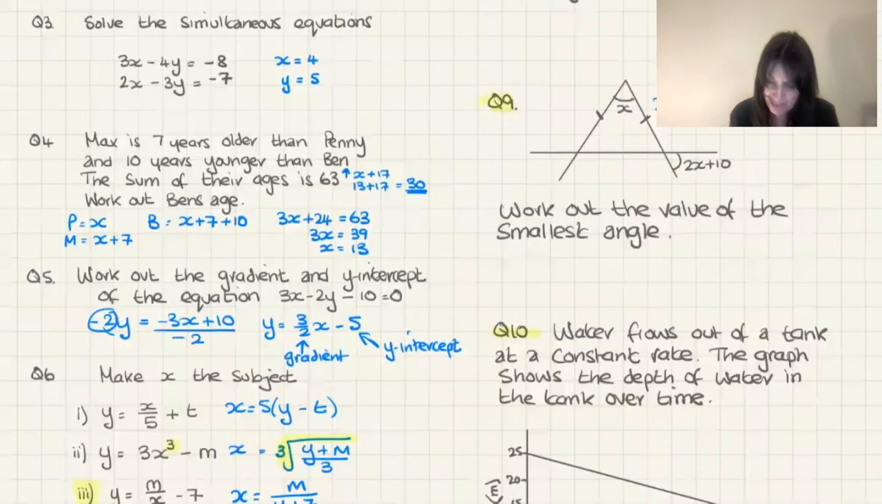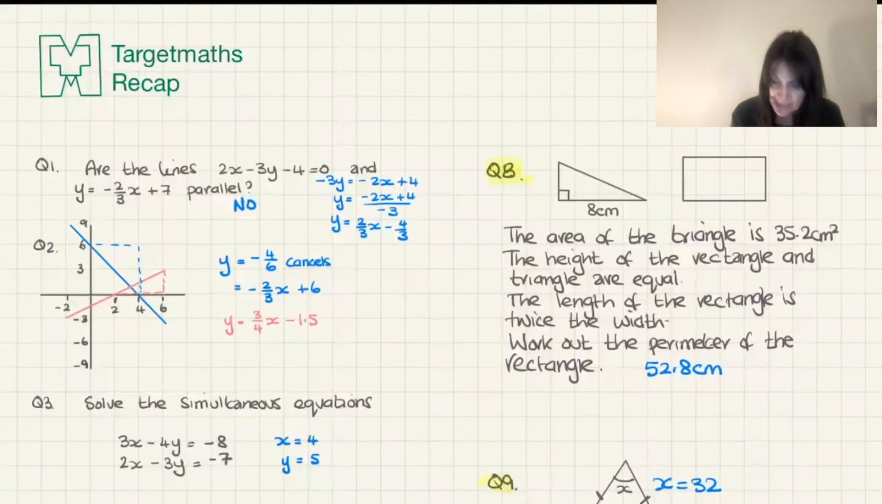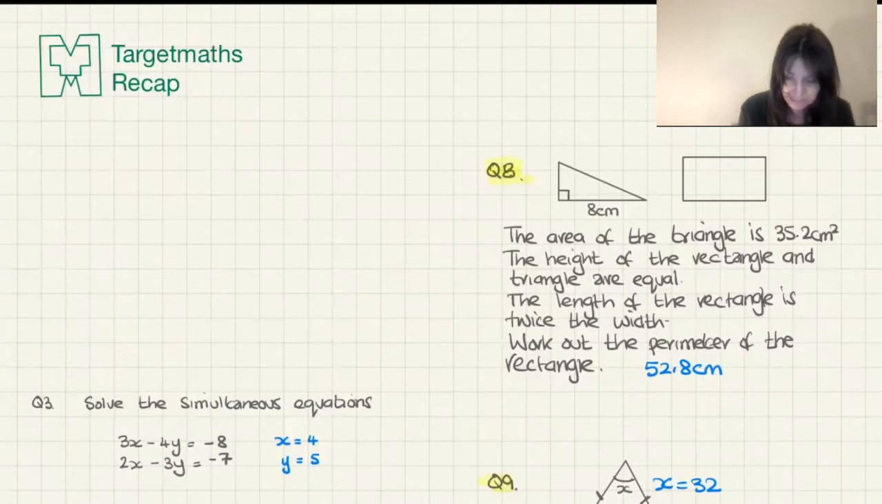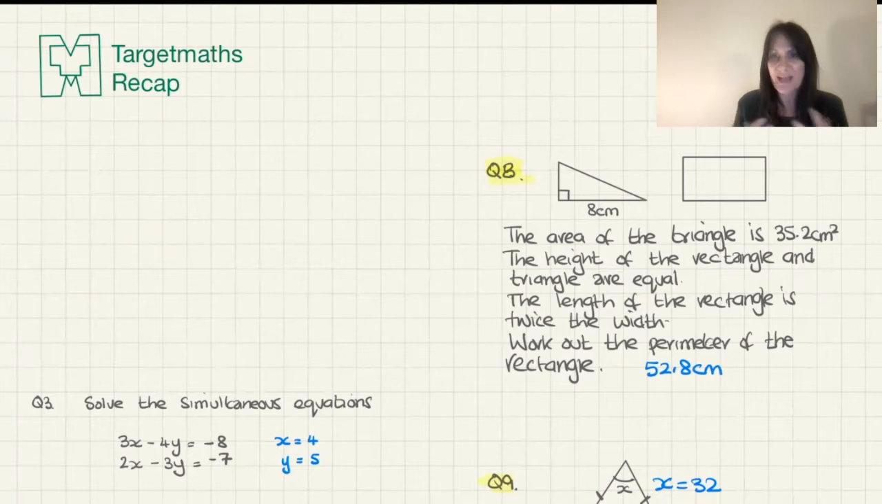Let's just go back up to the top and we'll go through them. Okay, so let's make some space. We are looking at a forming and solving equation question. They're giving me some information about the shapes, and then my knowledge about triangles and rectangles, etc., is what is going to be able to complete this task. So it says the area of the triangle is 35.2 centimeters. The height of the rectangle and the triangle are equal, and the length of the rectangle is twice the width. And you've got to work out the perimeter of the rectangle.